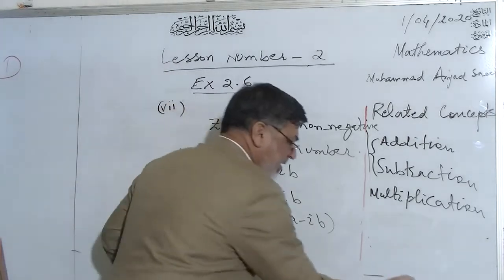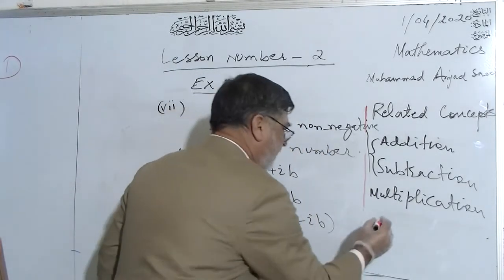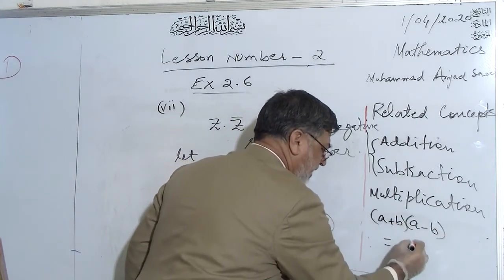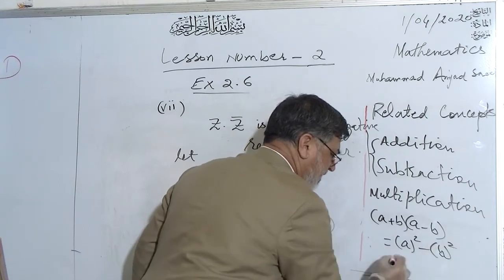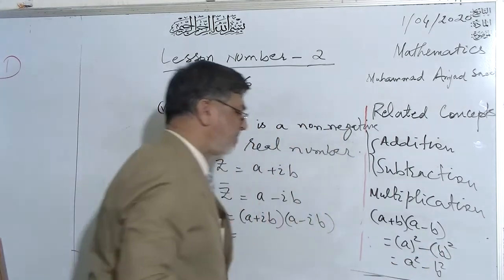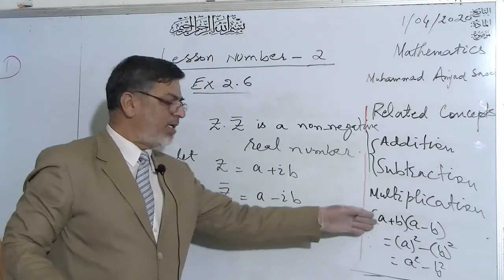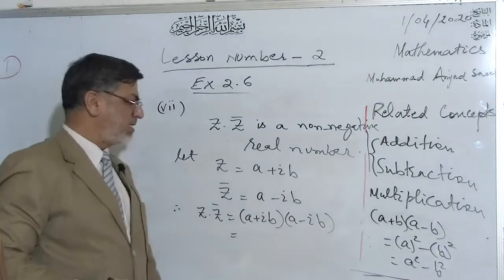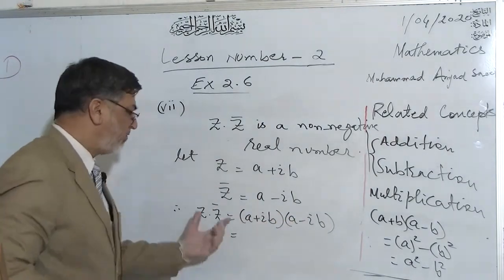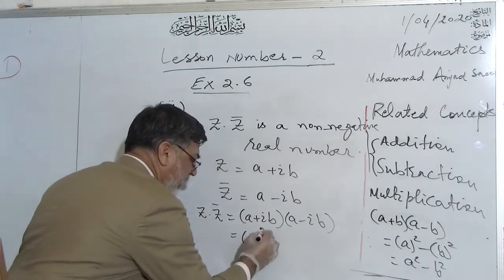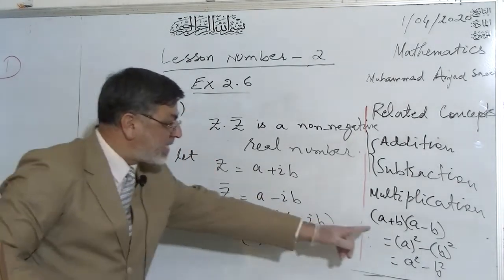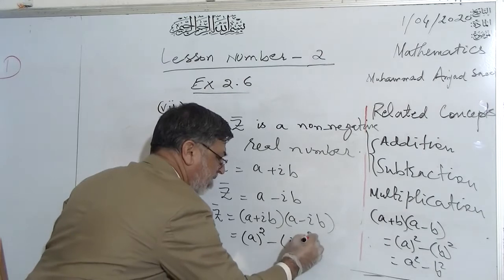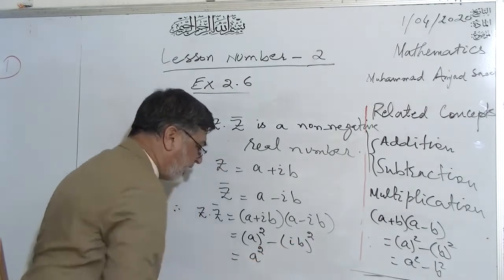You have seen this in the class 8 syllabus. That formula of a plus b into a minus b is equal to first square minus second square, that is a square minus b square. This is the formula you are familiar with from the class 8 syllabus. So we will apply here first square, a square, minus second square. Second is iota b whole square. Remember that this is a square.